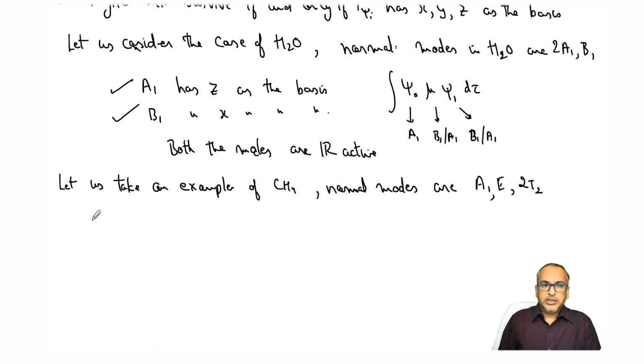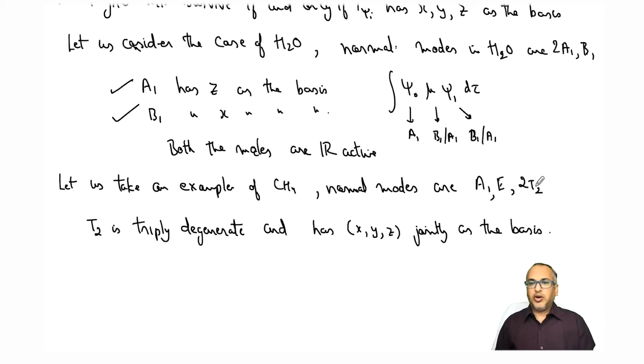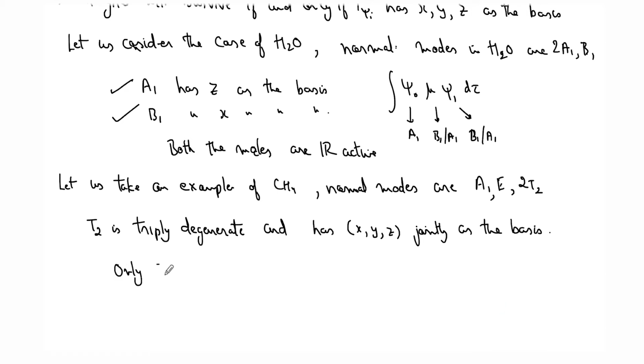Now out of this, T2 is triply degenerate and has X, Y and Z jointly as the basis, right? So that means the only T2 mode will survive here, other modes will not survive. So that means only T2 modes.